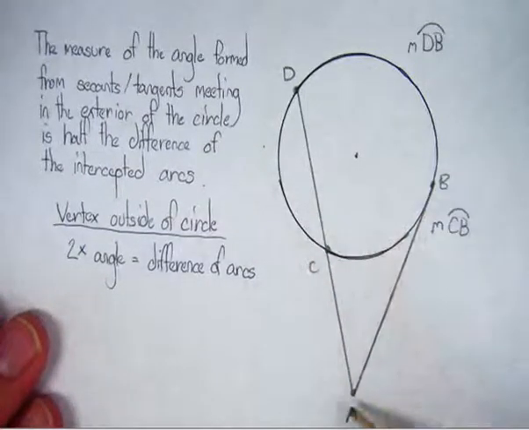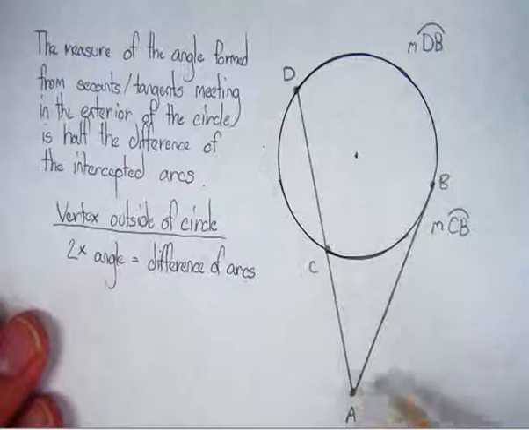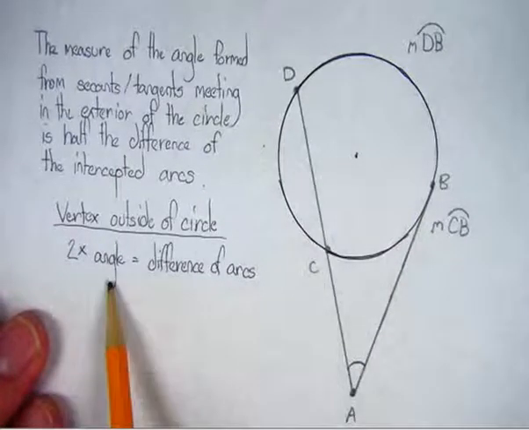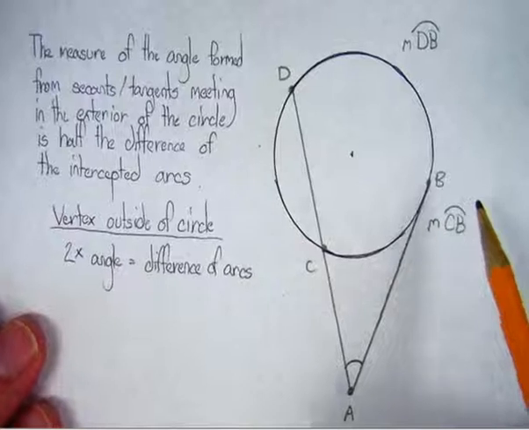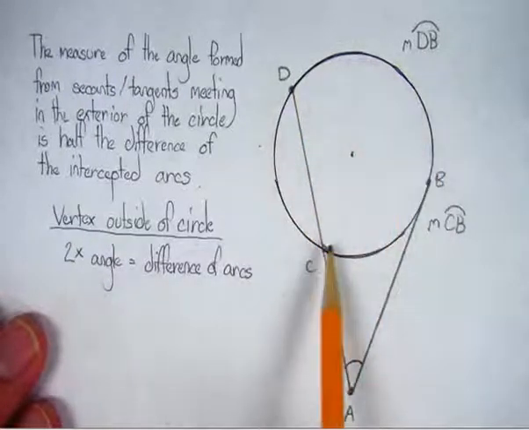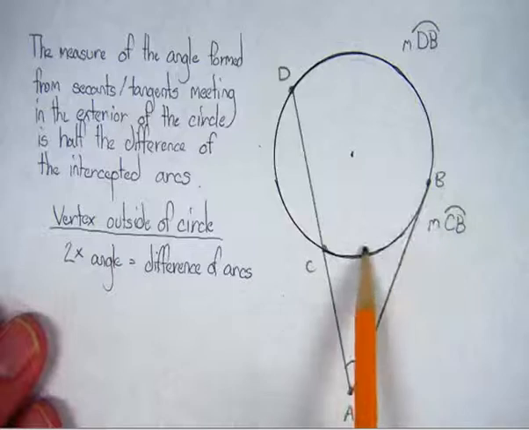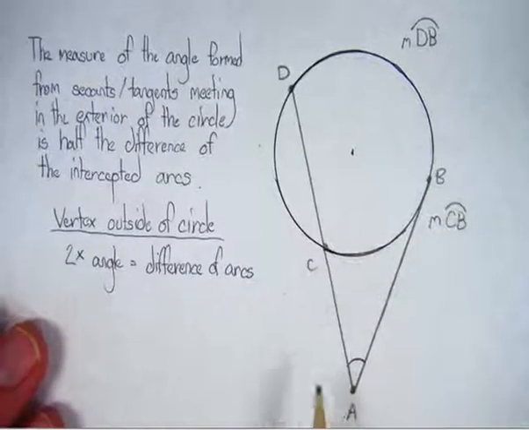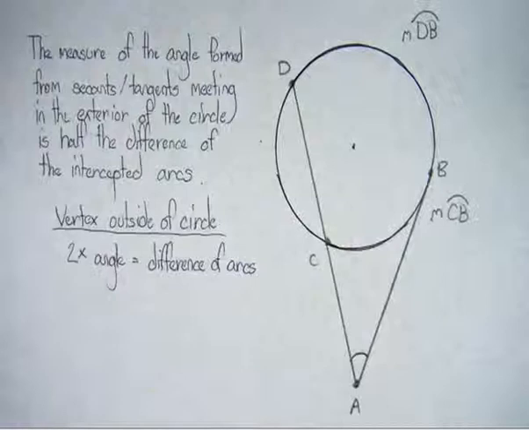And when this happens, when the vertex of the angle is outside, if you take twice the measure of the angle, it's equal to the difference of the arcs. So if I take the measure of this arc minus the measure of this arc, then that is going to be twice this angle, and you'll work some calculation problems with that a little bit later.